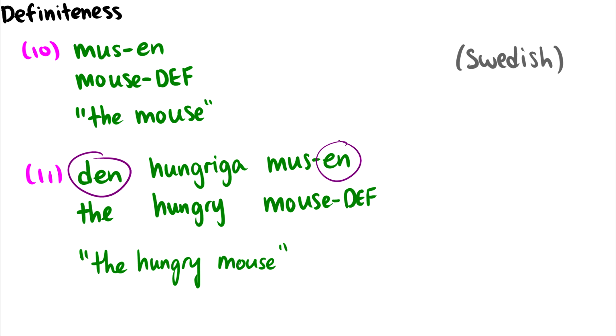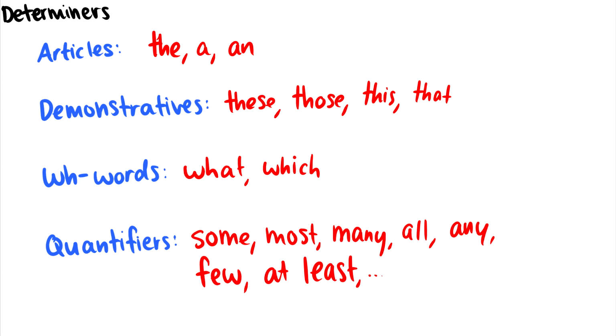Okay. So let's talk about all these other types of words that go with nouns called determiners. So the ones I've really focused on are things like articles like the, a, and an, but we also have to talk about demonstratives and other types. So demonstratives are words like these, those, this, or that. So these come right before nouns in English. So the dog, a dog, an elephant. These dogs, those dogs, this dog, that dog.